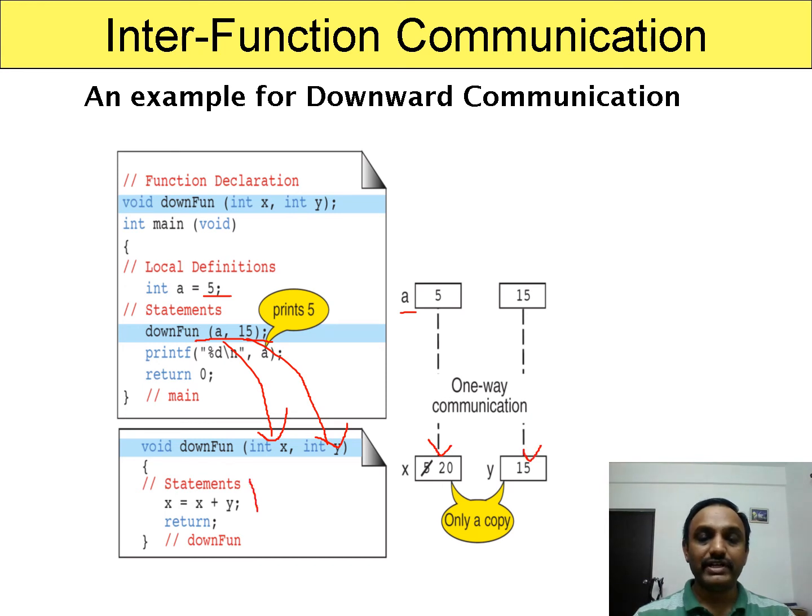So in the function definition, what are we doing? We are changing the x value, that is x equal to x plus y. Here the x value is 5, the y value is 15. Those two are added and the result is assigned to x. So the x value becomes 20. The y value is as it is, 15. This is only a copy. So the modifications that take place in the called function are not reflected in the calling function. That's why this is one-way communication and downward flow.